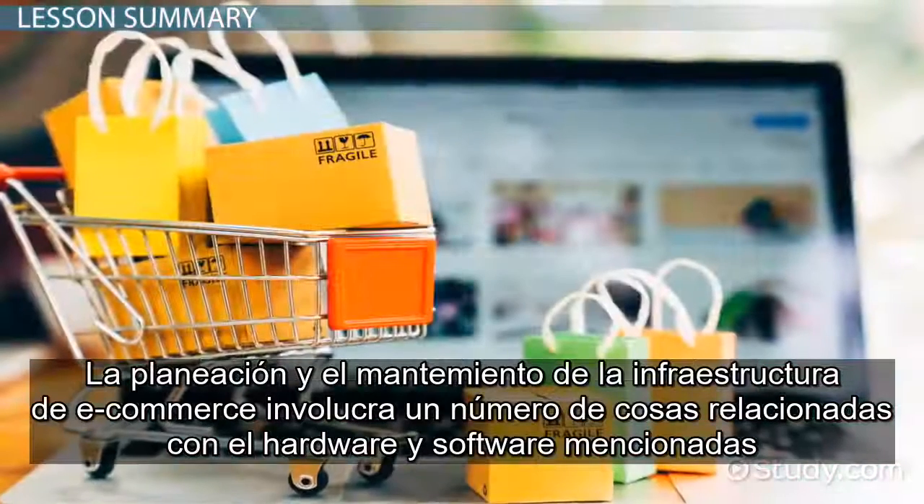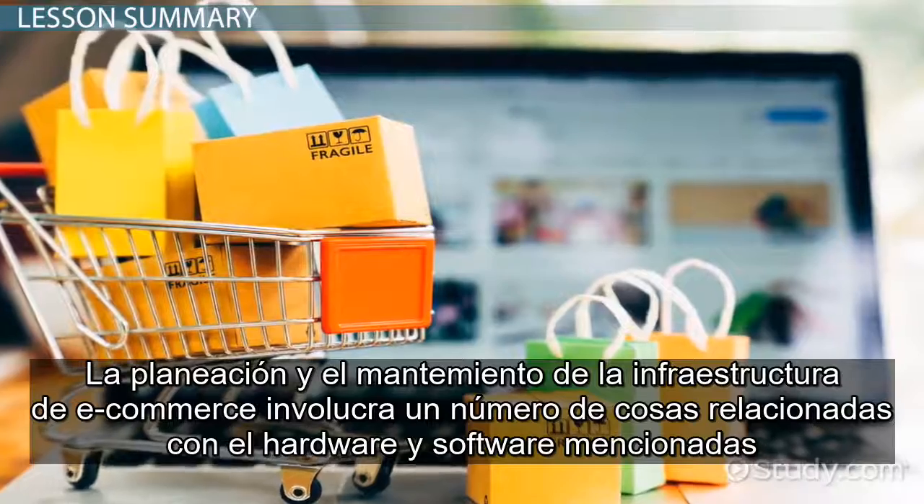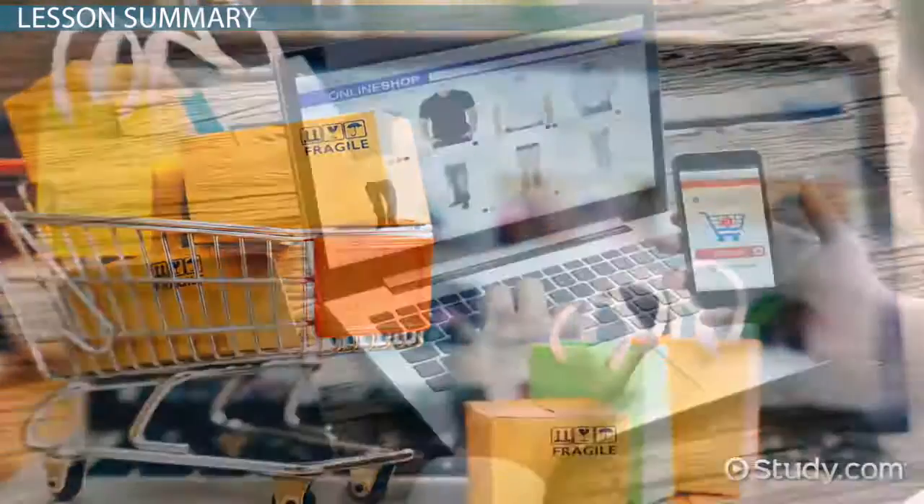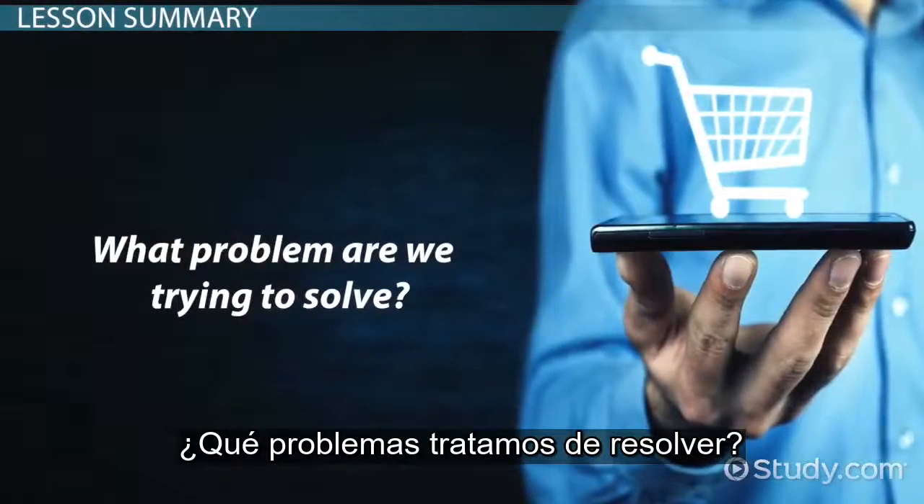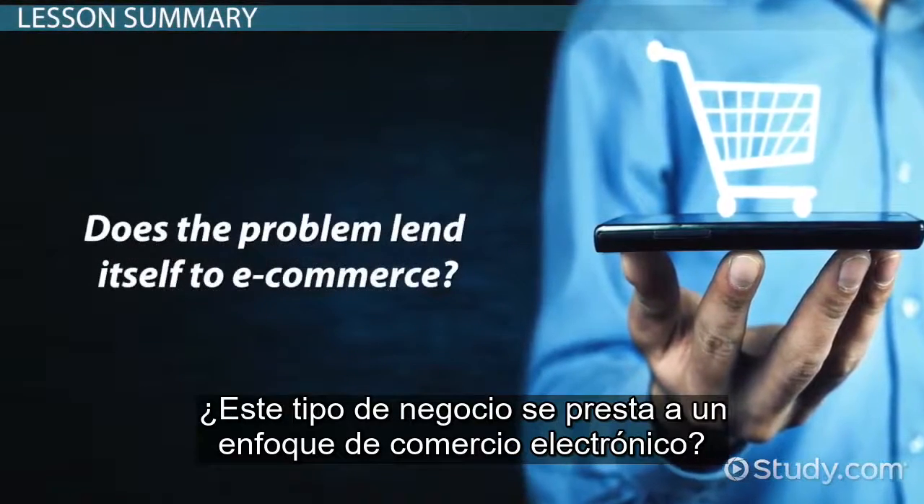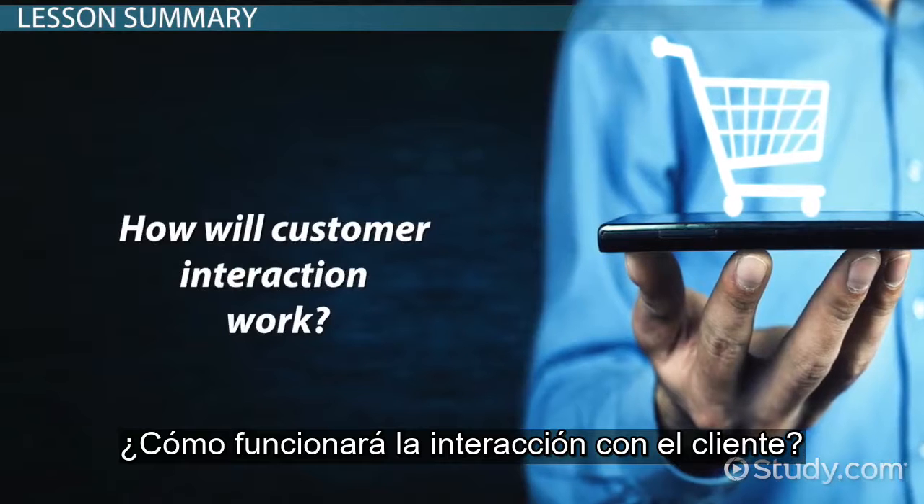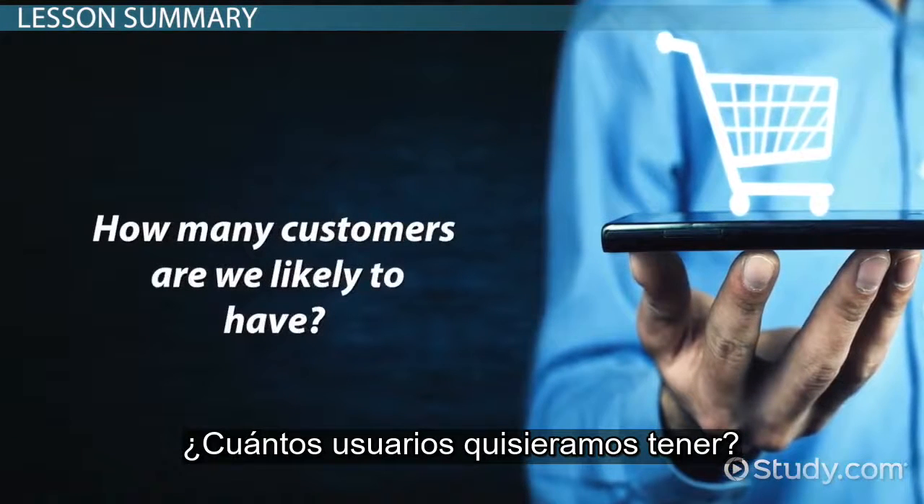E-commerce infrastructure planning and maintenance involve a number of things related to the hardware and software mentioned. But on a more basic level, it must answer the questions: what problem are we trying to solve? Does the problem lend itself to e-commerce? How will customer interaction work? And how many customers are we likely to have?